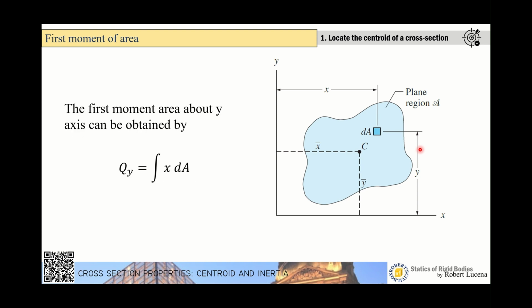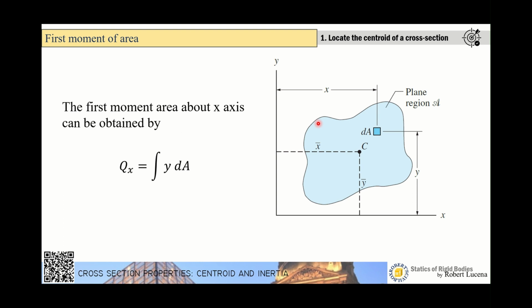Now, if we get the moment area of this differential area about x, and we get all the first moment area of all the differential areas, then we get the total moment area of the whole shape. So in the process of integrating this differential area, we get the first moment area of the whole cross section. This first moment area will then be used to locate the centroid of the cross section.